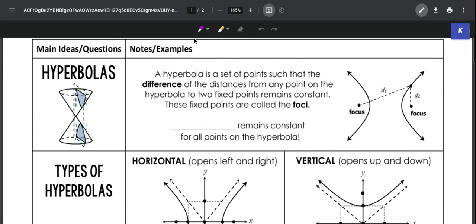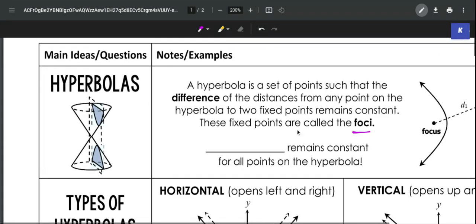So let's just get started with some information. A hyperbola is a set of points such that the difference of the distances from any point on the hyperbola to two fixed points remains constant. These fixed points are called the foci. So that's the definition of the foci.